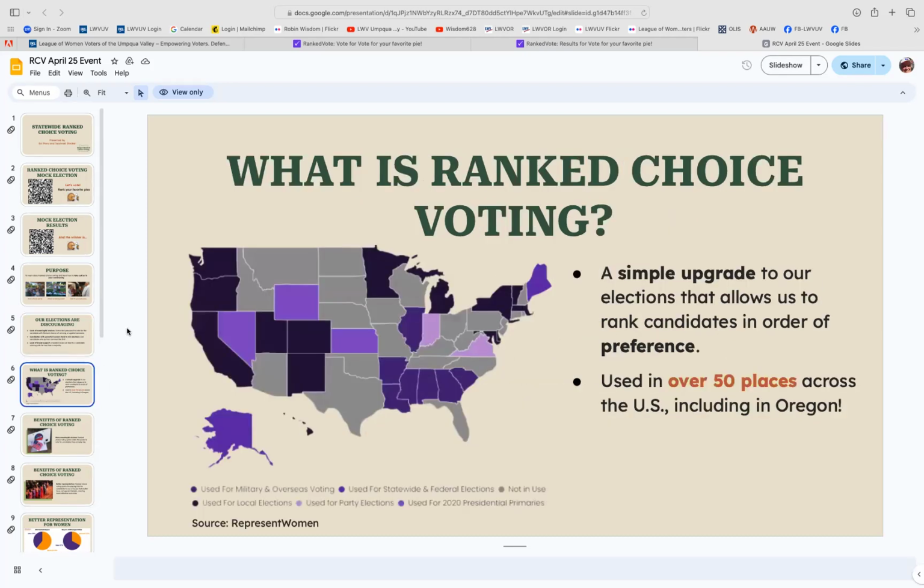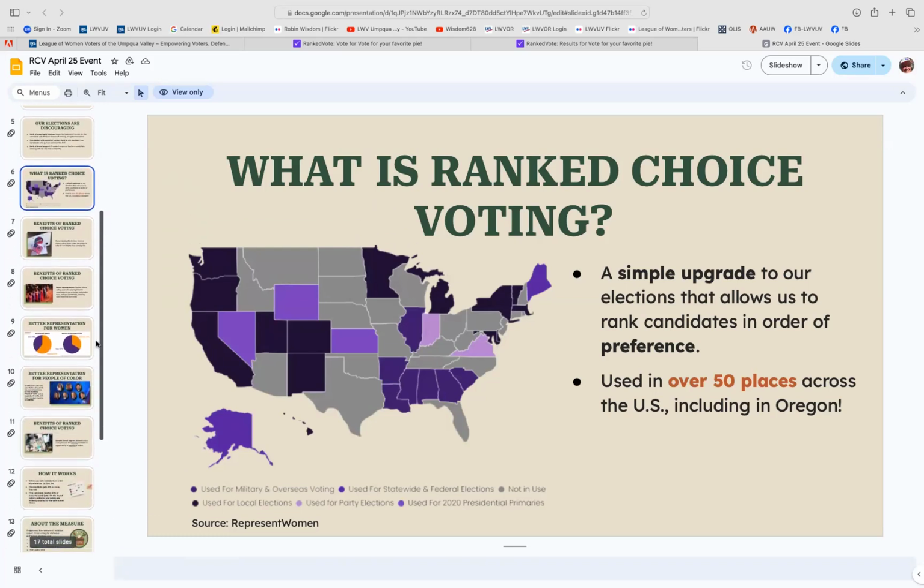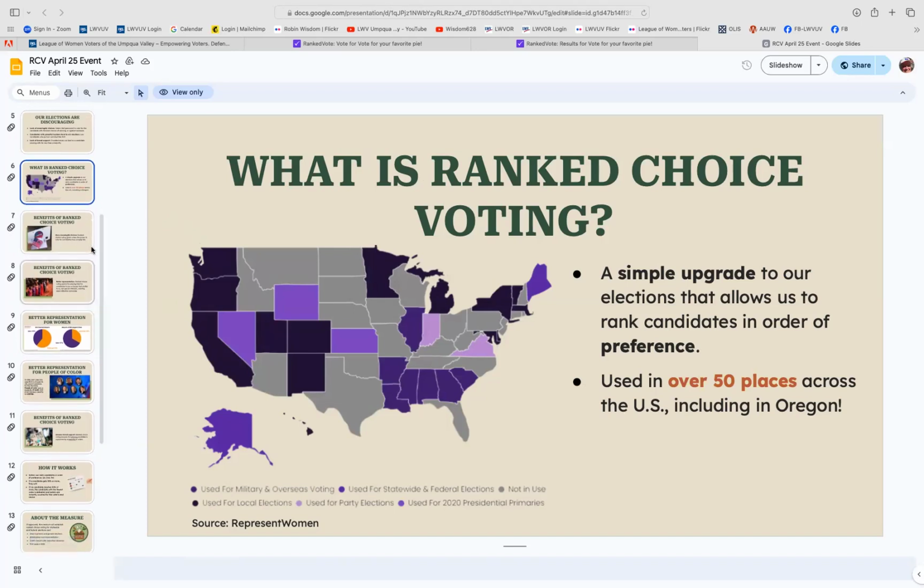All right, so what is ranked choice voting? Ranked choice voting is a simple upgrade to our elections. And like you all did in that mock election activity, it allows you to rank the candidates in your personal order of preference. So you're able to say, again, this is my first choice, second choice candidate, and so on. And I do want to stress, voters are able to pick as few or as many of those candidates as they would like. It is already being used in over 50 places in the United States.